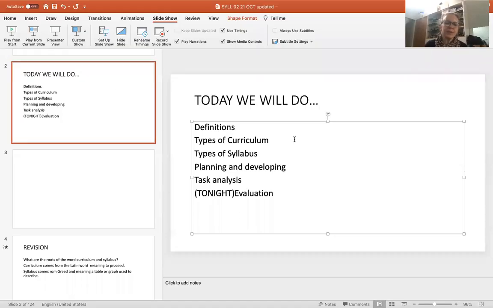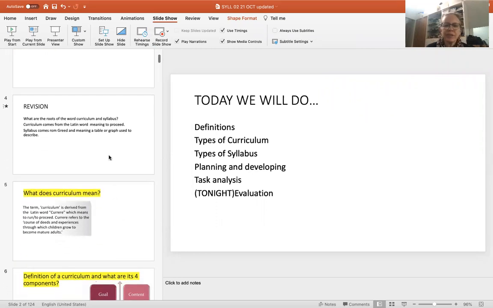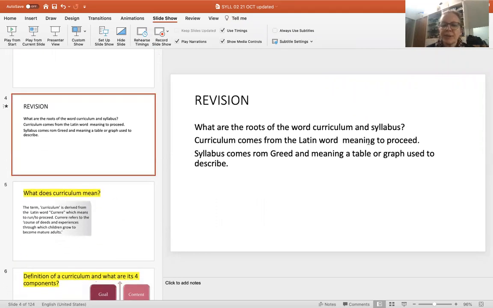Today, the 21st of October, we did syllabus number 2, which is here. We talked about definitions, types of curriculum, syllabus, planning and developing, task analysis, and tonight evaluation. Some revision.